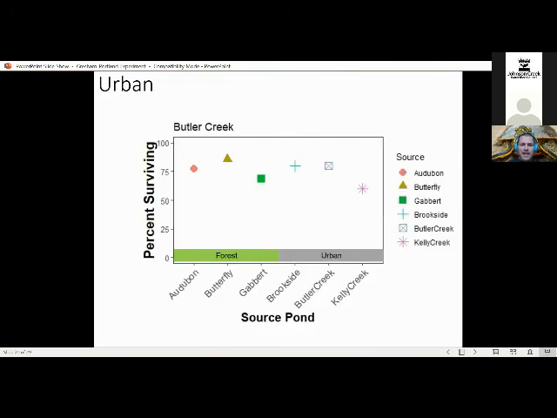This is the same type of data I just showed you previously, but I broke it out by all the various source populations on the x-axis that they came from, 3 forested and 3 urban. And again, the y-axis is the percent surviving. In general, this pond was great. 75% of the embryos survived to the end of the experiment. No differences really among ponds. It just seemed like everyone did really well here. So this is a great pond on an elementary school's campus, and red-legged frogs love it.